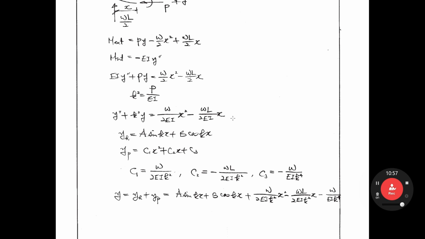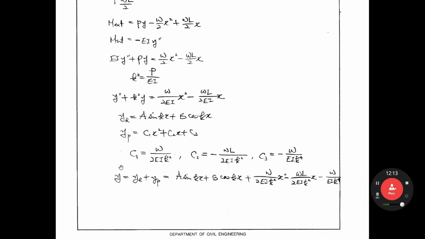For this differential equation, you have the homogeneous solution and the particular solution regarding this term. The homogeneous solution, as you know, is A sine kx plus B cosine kx. Referring to this right hand side, you can establish the particular solution as C1 x squared plus C2 x plus C3. It is a particular solution for this type of equation. If we input y particular into this left-hand side and compare left-hand side and right-hand side, then you can get these coefficients C1, C2, C3. The result is these. Then your solution y equals y homogeneous plus y particular, equal to A sine kx plus B cosine kx plus C1.